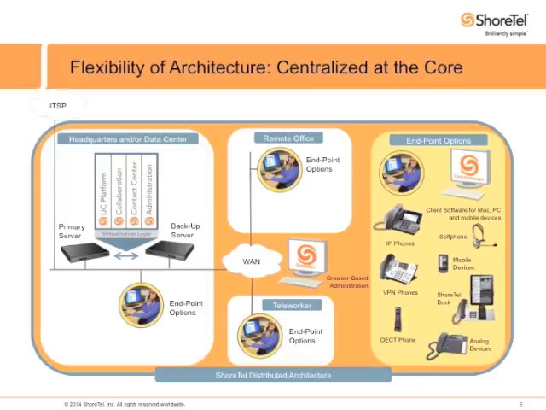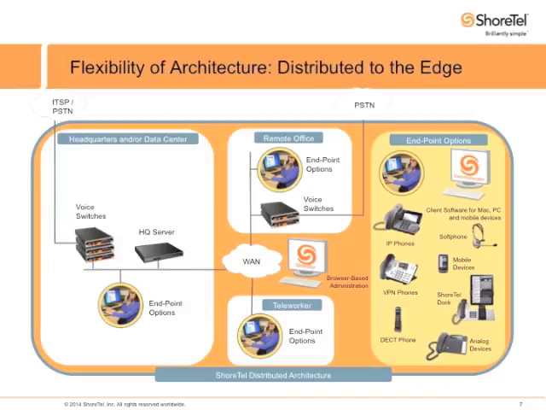In architecture where it's centralized at the core, all virtual devices are located at the HQ or data center, and the ITSP gives you service to the network at the HQ where it's centralized. And as you can see in this slide, in architecture where it's distributed to the edge, the voice switches and HQ server are located at the HQ or data center, but also voice switches are implemented at remote sites. And also the ITSP and the PSTN provider gives service to the voice switches at both HQ and remote sites at the edges.